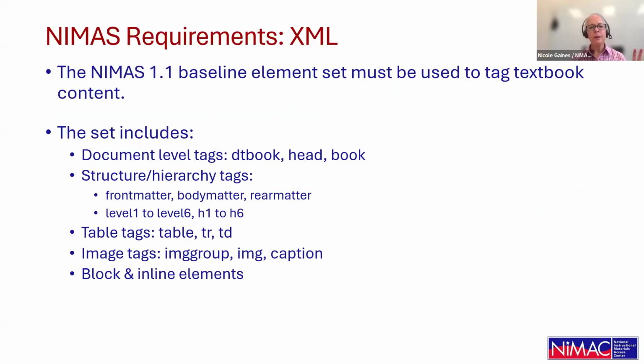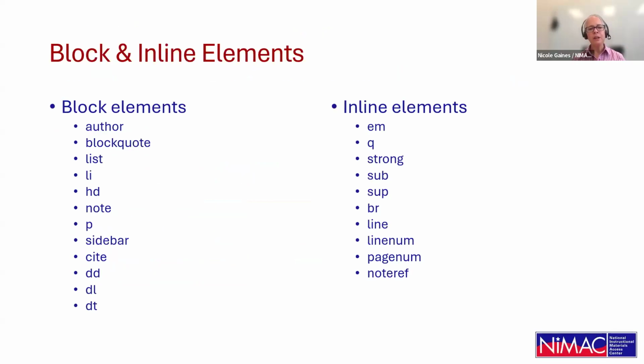So for the XML, basically the technical specification provides the baseline element set that is required for tagging the textbook content. What is included in that element set is document level tags, some structure hierarchy tags, table tags, image tags, and then also block and inline elements. So on this next slide, we actually have a list of the block elements and the inline elements.